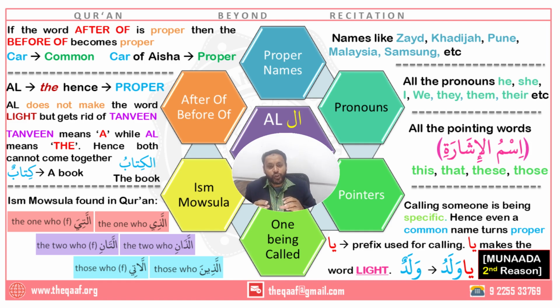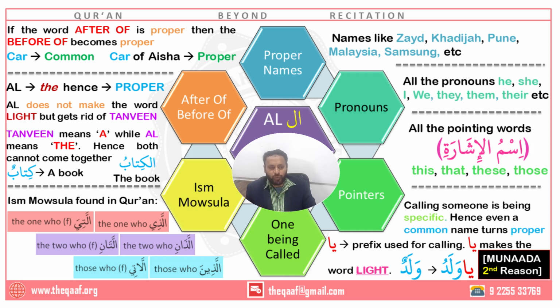Al has an issue with tanween. Al does not like tanween. Al does not like a word to have double dhamma, double fatha, double kasra. The moment it makes its entry, it removes one of the dhamma, fatha, kasra. So al and tanween cannot go together. But that does not mean al makes the word light. No, it doesn't, because it only has issues with the ending sound, tanween, not with the ending combination. It has no effect on it. So that's the reason we don't include it as one of the reasons to make it light.